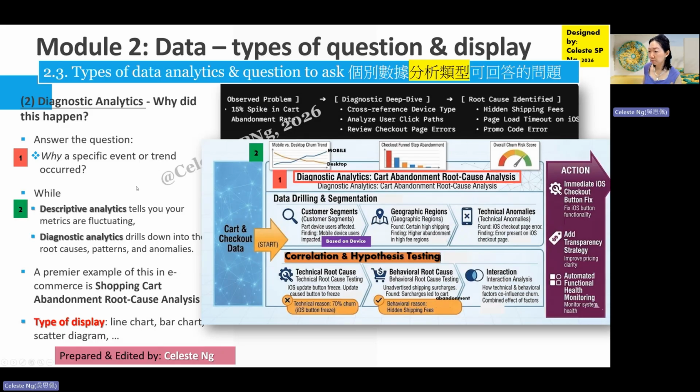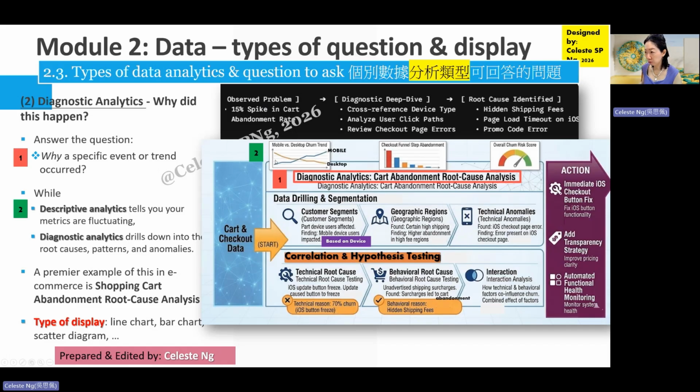Usually, before we move to diagnostic analytics, there must be something that triggers the need for it. What triggers it is when we conduct our descriptive analytics and find that there is something alarming. For example, here in the descriptive analytics on top, we have three graphs. The first graph illustrates the mobile versus desktop churn trend. The blue line represents our mobile churn trend.